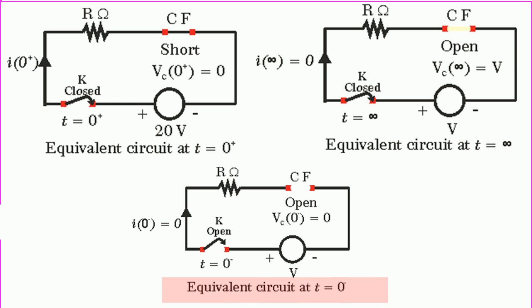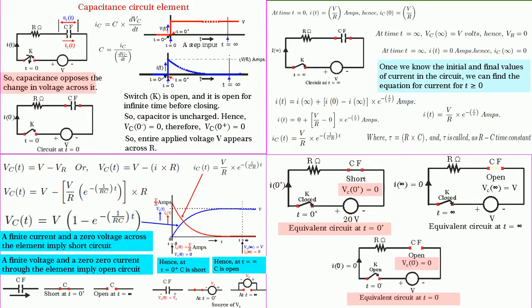So, we find that at t equal to 0 minus, Vc of 0 minus is equal to 0 and at t equal to 0 plus, Vc of 0 plus also is equal to 0. So, it confirms that the capacitance opposes the change in voltage as we saw earlier.